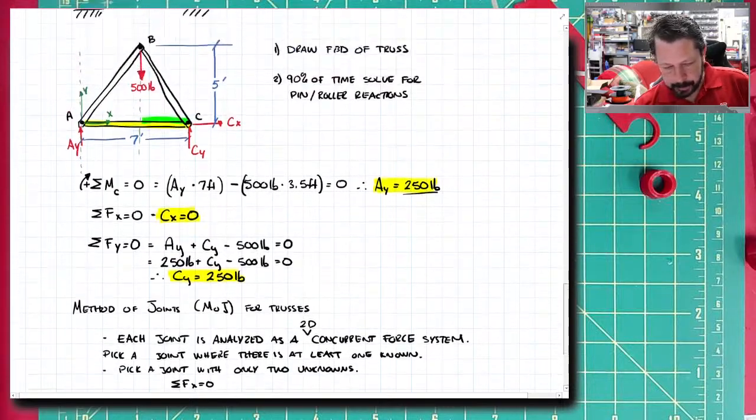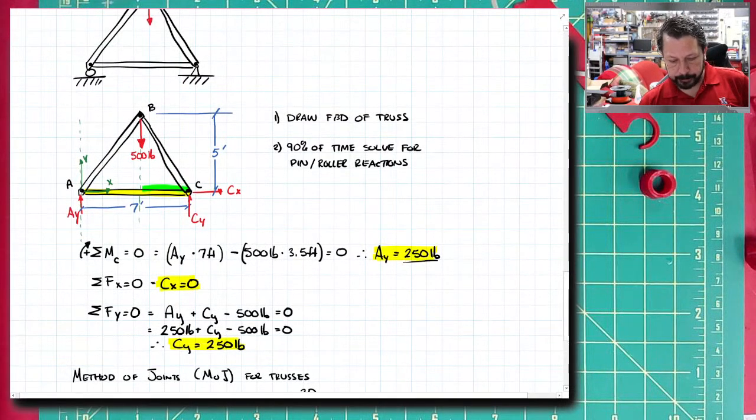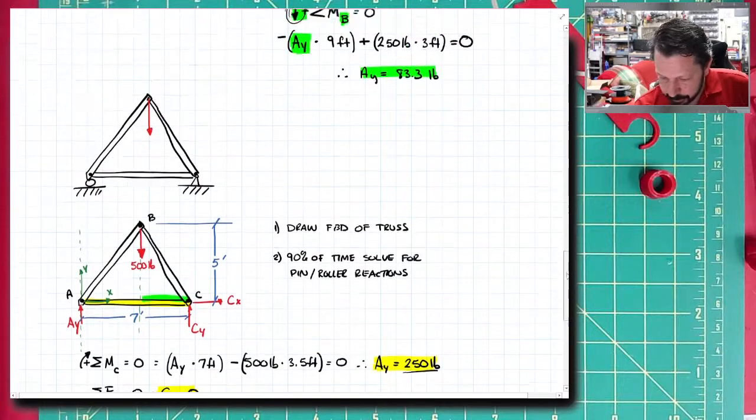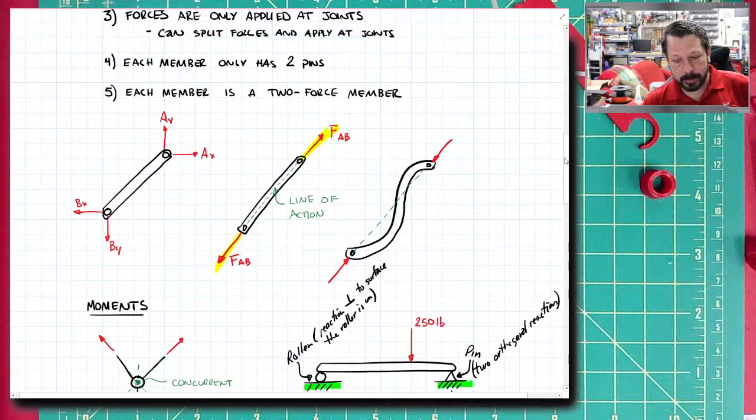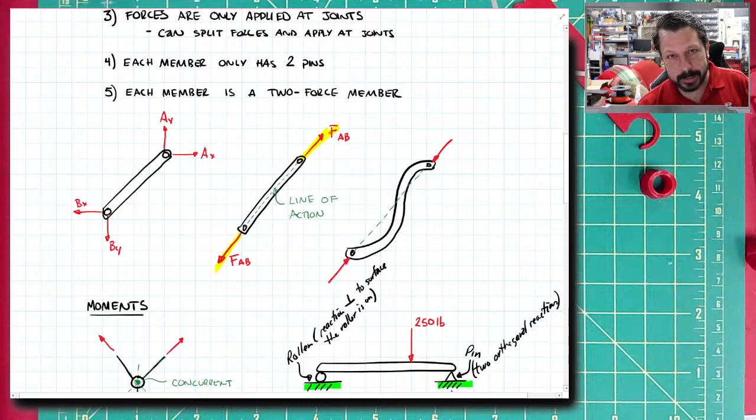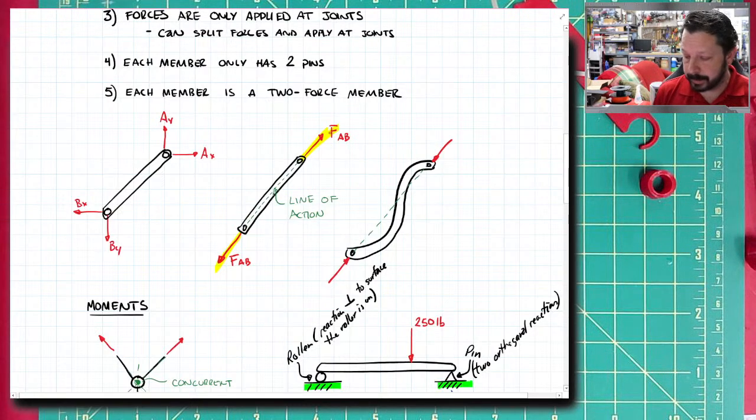And we have AB and AC. Now, if we go all the way back to here, part number 5 says that each member in a truss is a 2-force member. And I don't have to draw the AX, AY type reactions for the member. I can just draw the force, or the tension or the compression, or whatever I want to call it. I'll probably call it force in that member along its line of action. I don't necessarily know if it's tension or compression unless I'm good at looking at the truss and just telling.